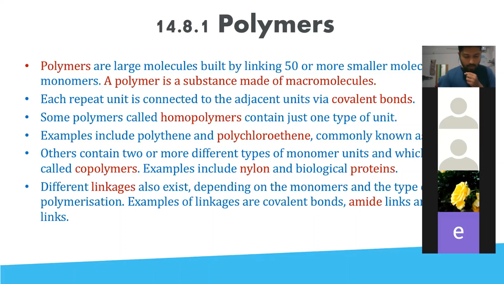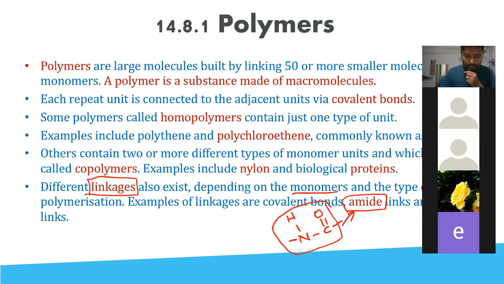Different linkages also exist. So we will be highlighting what linkages are as well, depending on the monomer. In your syllabus, you have to know amide linkage and ester linkage. Okay, amide linkage and ester linkage. If it is an amide linkage, it will have nitrogen hydrogen single bond and carbon oxygen double bond. This part, if it is there in a structure, it is called amide linkage.